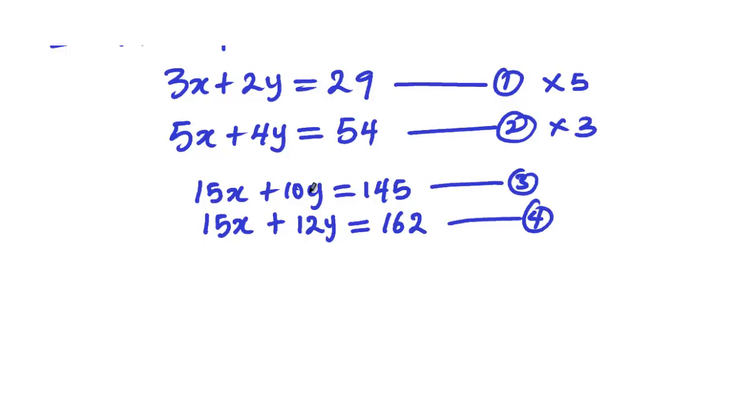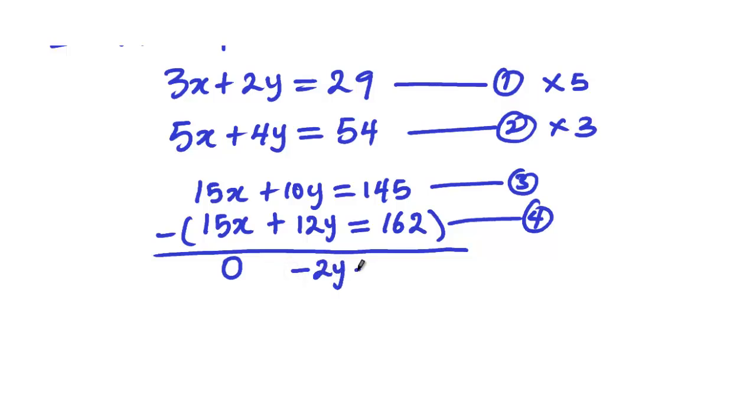So if I'm subtracting equation 4 from equation 3, I will introduce minus here. That means that this minus will affect everything inside this bracket for me to be able to eliminate x. So the resulting answer will now be 15x minus 15x. That will be 0. So x has been eliminated. But this minus will affect 12y. So minus times plus is minus. So this will now be 10y minus 12y. 10y minus 12y will give us minus 2y, which will now be equal to, this minus will also affect this, because this is plus 162. So this one will now turn to minus 162.